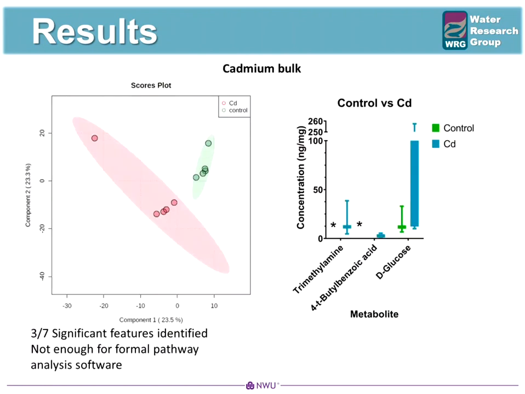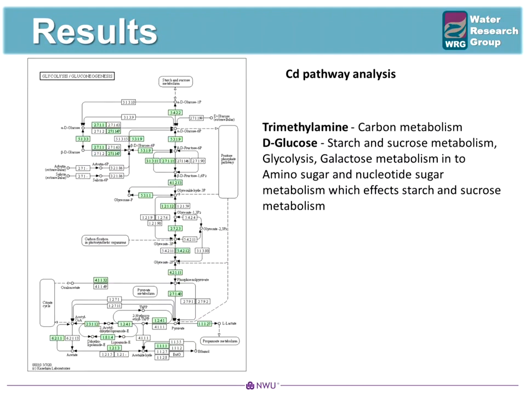When looking at cadmium, 3 identifiable out of 7 total metabolites were responsible for the grouping seen on the left: trimethylamine, 4-tert-butylbenzoic acid, and D-glucose. They were all significantly higher than the control.